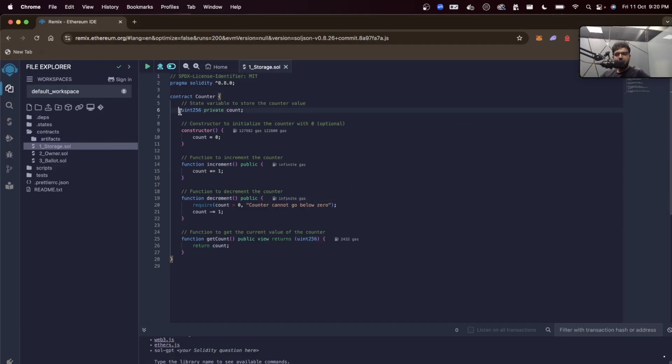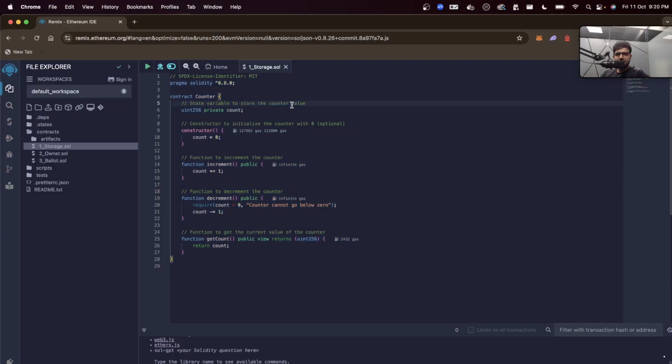Defines a variable called count. Lets me construct the variable or initialize it to 0 in the constructor. Increases it by 1 in the increment function, decreases it by 1 in the decrement function, does a check over here that count should be greater than 0. If it is less than 0, then stop this transaction right here. And then a function called getCount that returns the count. Very simple Solidity contract. You can make it simpler if you want.